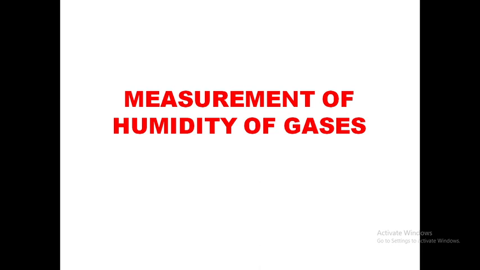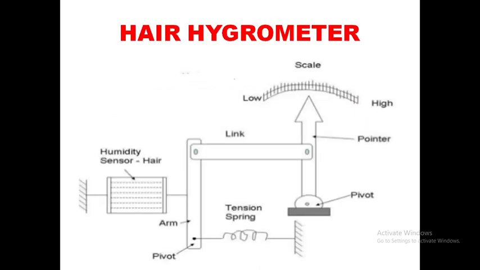Modern electronic devices use temperature of condensation, that is dew point, or changes in electrical capacitance or resistance to measure humidity differences. First we are going to discuss about hygrometer. This is the schematic diagram of hygrometer.